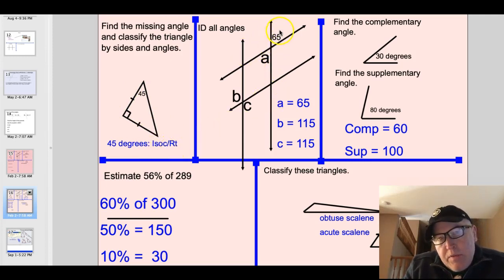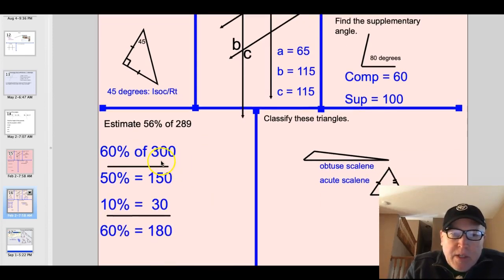Identify all the angles. Well, if this is 65, this is 65. And if this is 65, this over here has to be 115. So 115 and 65. So B and C are both obtuse angles at 115, and A is the vertical angle there of the 65, so that's equal to 65. The complementary angle here, well, you take 90 minus the 30 to get to the complement, and that is 60 degrees. And then the supplementary angle, you take 180 over here, 180 minus the 80, and your supplement is 100.